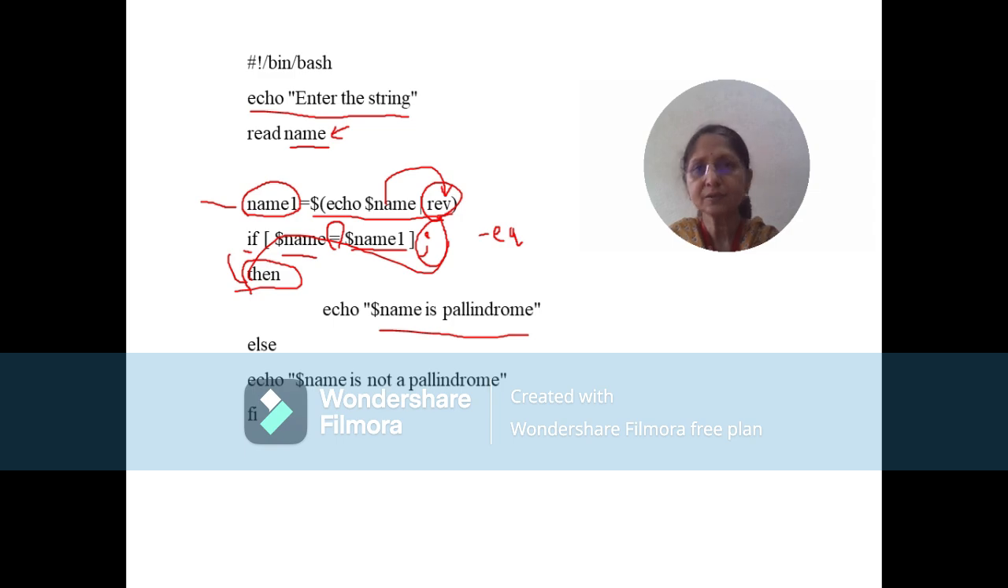Else means the condition is false. So $name is not equal to $name1. The reverse of the string is totally different from the original string. So in that case, the control will come to the else part, and the message displayed is $name is not palindrome, and this is the end of the if statement.